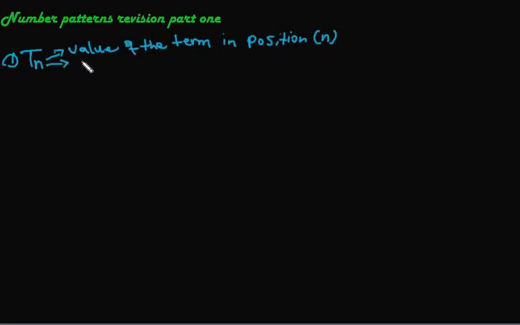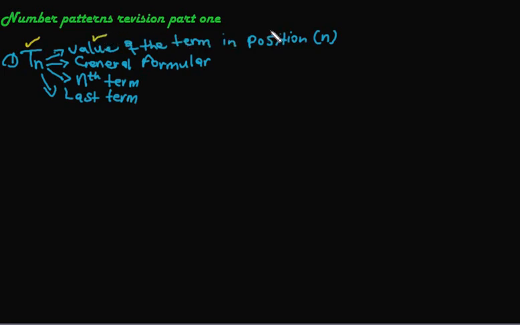So TN is the general formula. When they say find the general formula, they still refer to TN. Sometimes they will say find the nth term. Still, they are referring to TN. Or they will say find the last term. The last term is still TN. Hence, when they give you the last term, in place of TN you will put that last term. So TN, last term, nth term, general formula, or the actual value of the term in position N.